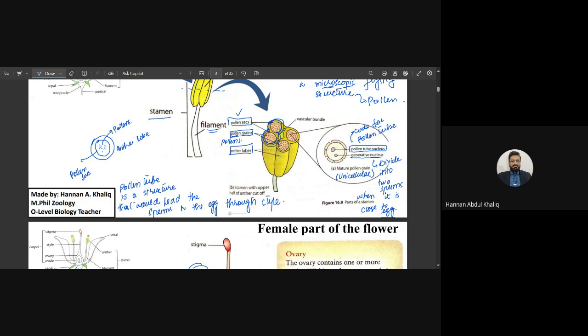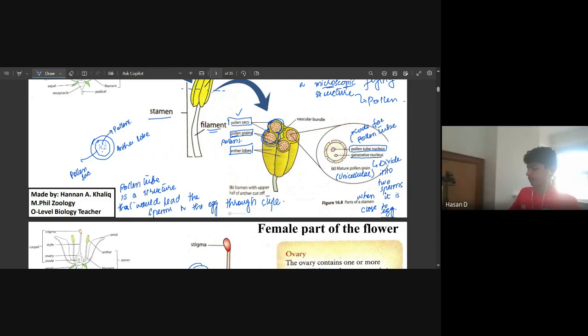And when the pollen grain reaches the female part, it would make a pollen tube that would take the sperms to the egg. And how would the sperms be produced? When the pollen grain falls on the female parts of the flower, then the generative nucleus would turn into the sperms. Is that clear?